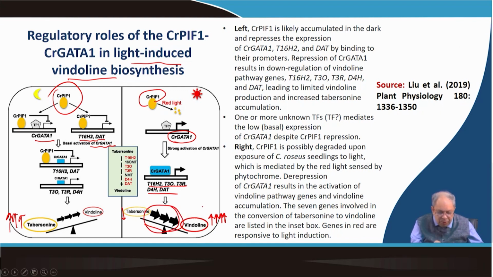So the content of vindoline is more, which is shown by the thickness of the arrows, and the thinness of the arrows indicates less vindoline accumulation under dark condition. This paper was published in Plant Physiology in 2019.